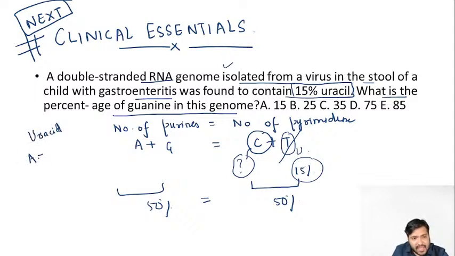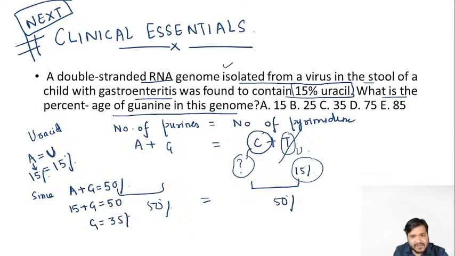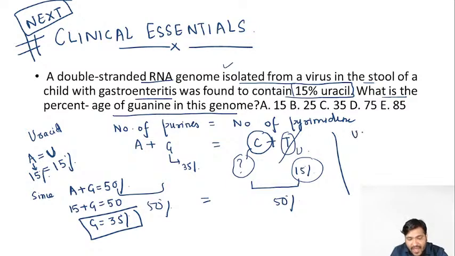basically binds with adenine. And if uracil is 15%, what will be the adenine, guys, over here? Yes, if uracil is 15%, then adenine will also be 15%. And since adenine plus guanine is equal to 50%, what will be guanine now? It is 15 plus G equal to 50, so guanine will be 35%. Alternatively, uracil is equal to adenine, so ultimately you can find that guanine is 35%. So that's the answer of this particular question.